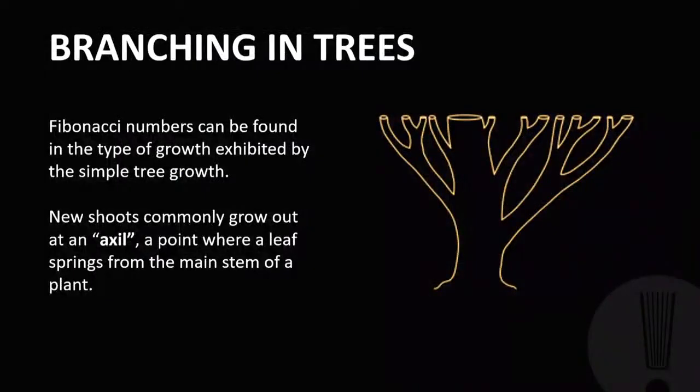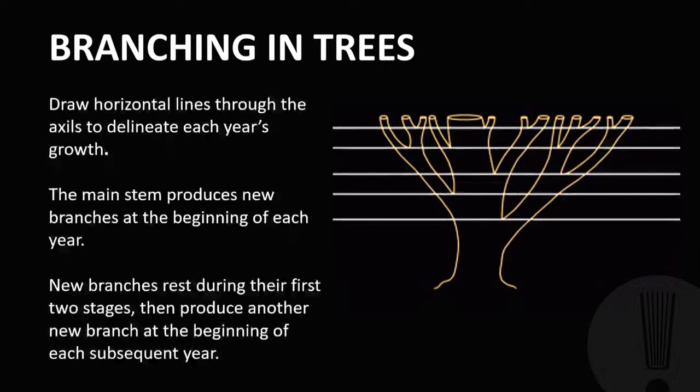Also, again, tree branching. Fibonacci numbers can be found in the type of growth exhibited by simple tree growth. So new shoots commonly grow out of what we call the axil, and that's a point where a leaf springs from the main stem of a plant. But if we draw horizontal lines through the axils to delineate each year's growth, we start to see the main stem, and it's a common growth pattern in many trees, when they produce a new branch, then they tend to rest that following year before creating another branch off of that. A lot of times when you're looking at leaves, you look at the axil, you can see the growth for next year's branch, the little bud.